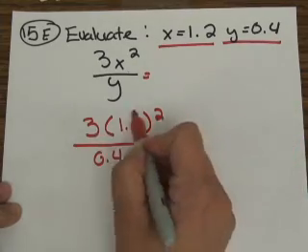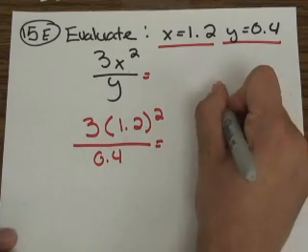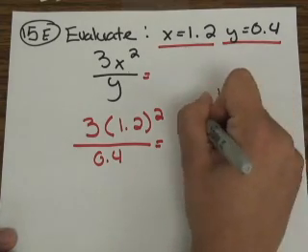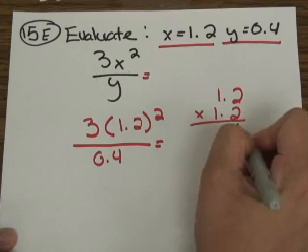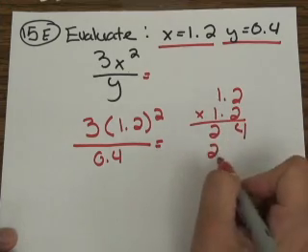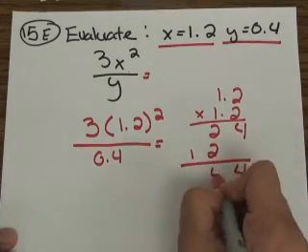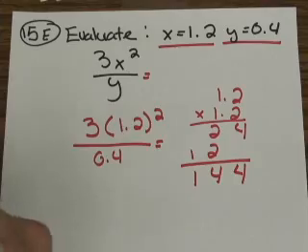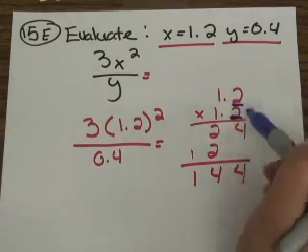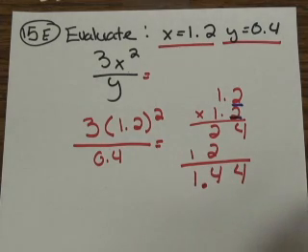We have 3 times 1 2/10 squared, so let's complete the exponent first. 1.2 times 1.2. 2 times 2 is 4. 2 times 1 is 2. 1 times 2 is 2. Don't forget to indent. And 1 times 1 is 1. Add everything together. Don't forget to count your decimal places. 1, 2. So my answer is going to have a decimal 2 places over.